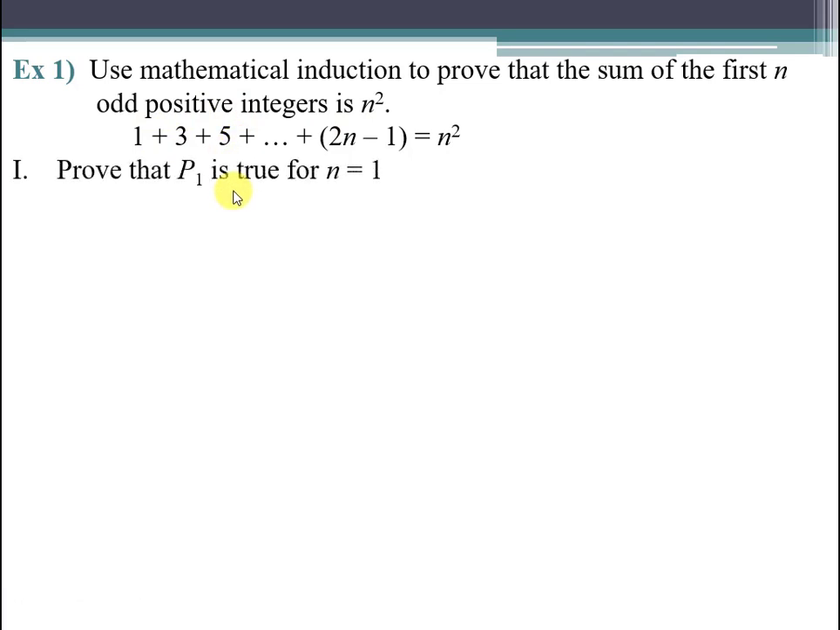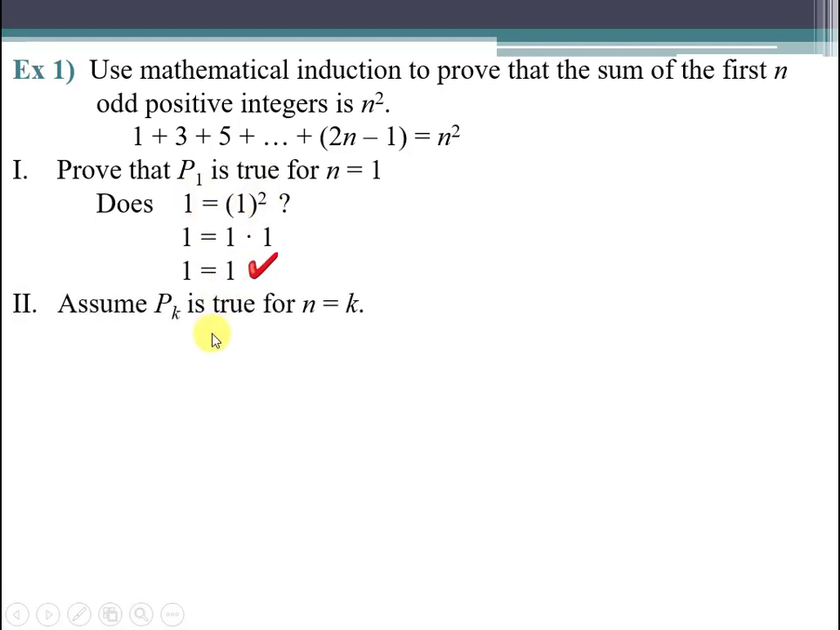Solution. Okay, first step, prove that P(1) is true for n equal to 1. We should prove it. So here what we have: 1 is equal to 1 squared. Does it equal? Yes, of course. So 1 is 1. It is obvious. So this is a correct statement, the first one. Okay, P(1) is true.